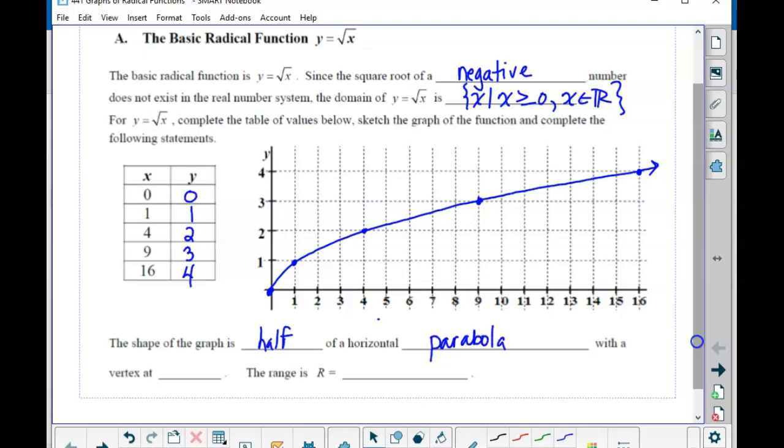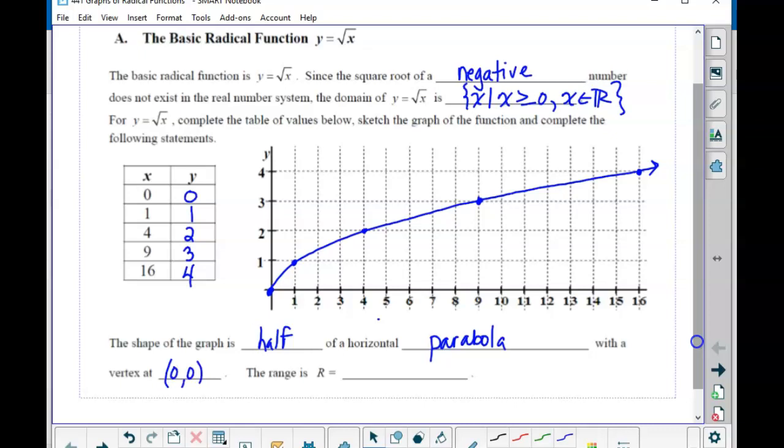You look at it this way, that's the left arm. 1 unit over is 1 up, looking this way. 2 units over is 2 up, and it would be the same over on this side if we actually graphed it like that. The vertex, so even though this doesn't continue this way, it's still called a vertex. There's no arrow on it. It's 0, 0. And the range for this is everything greater than or equal to 0.